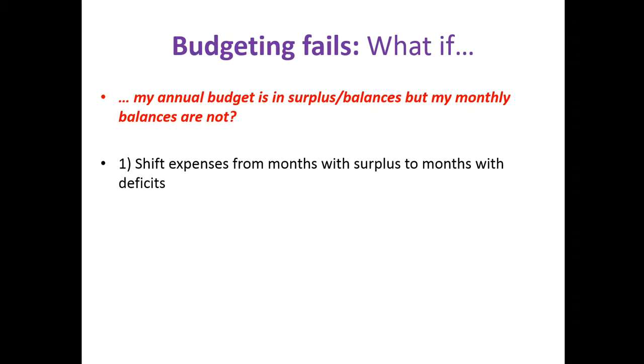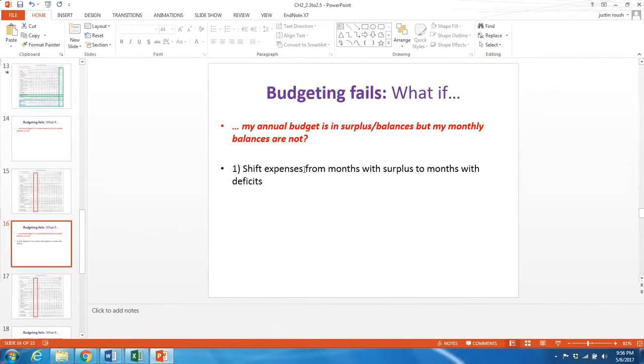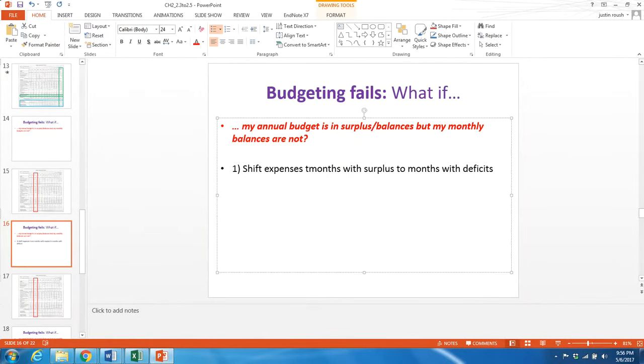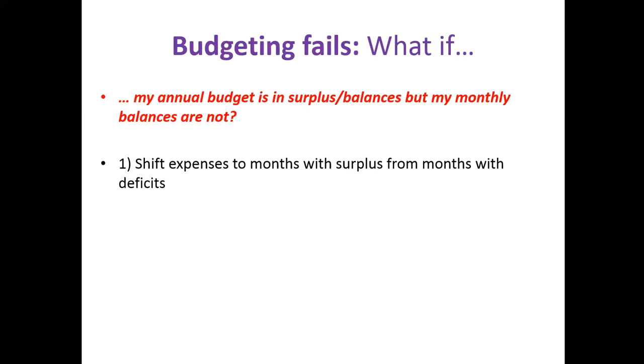That is actually backwards. So we're going to fix this. You're going to shift the expenses from the months with the deficits to the months with a surplus. We're doing this live, people. So those expenses in months with a deficit, well, we're going to try to move some.